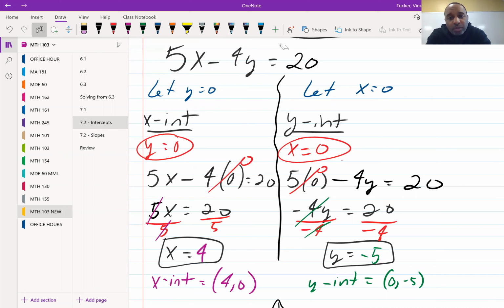Next one, we let x be equal to 0. 5 times 0 is 0. And be careful here. So we have a minus 4y. So that negative sign needs to stay attached to your 4. So that's negative 4y equal to 20, divided by negative 4. y is equal to negative 5. So the ordered pair is (0, -5).